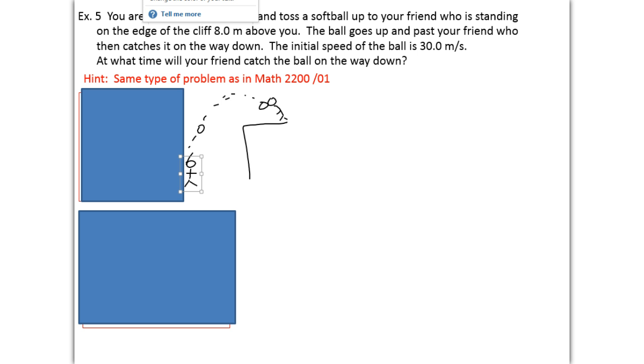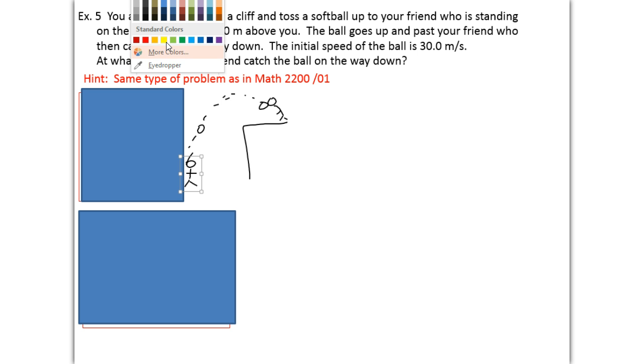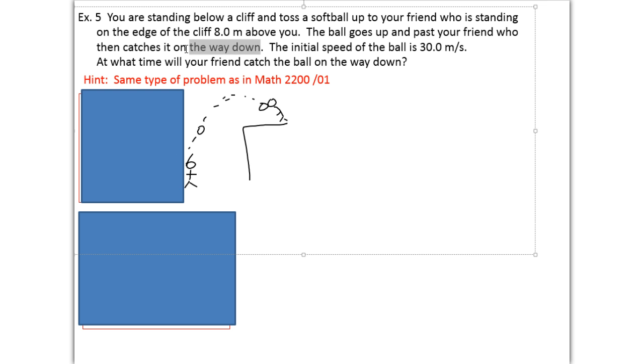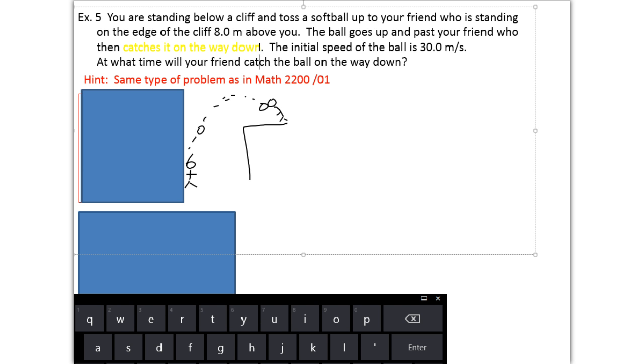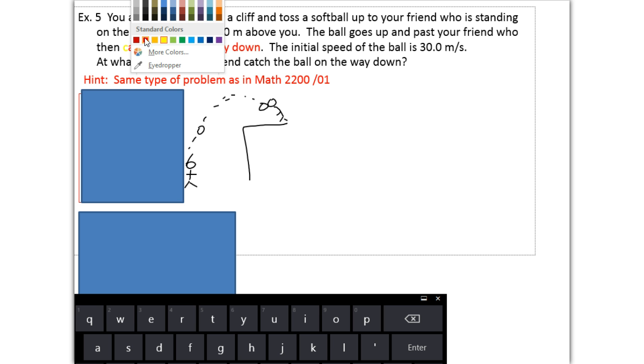So it's important for you to remember that your friend's going to catch it on the way down. Let's change that to a better color.